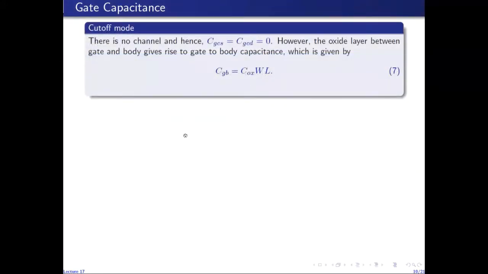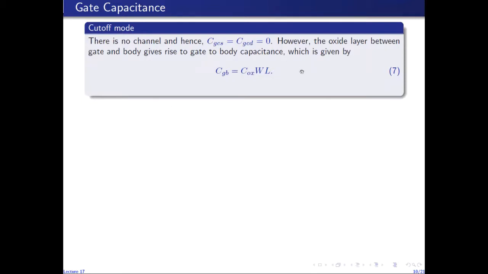In the cutoff mode of operation, that is when the gate to source voltage, in the case of an NMOS, is less than the threshold voltage, there is no induction of the channel. There is no channel induced in the body of the device. And then since there is no channel, there is no capacitance between gate and source due to channel and gate and drain due to channel.